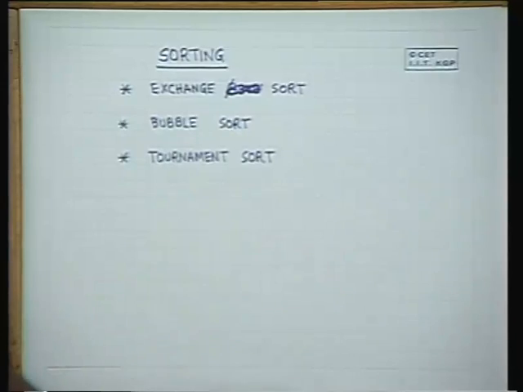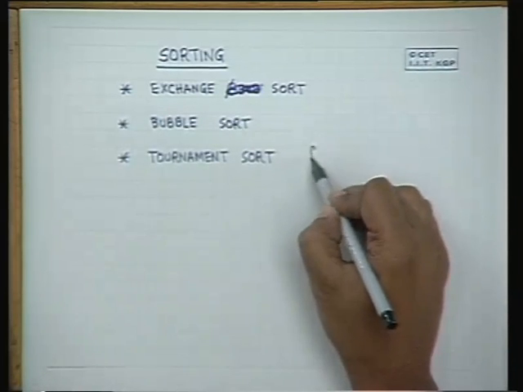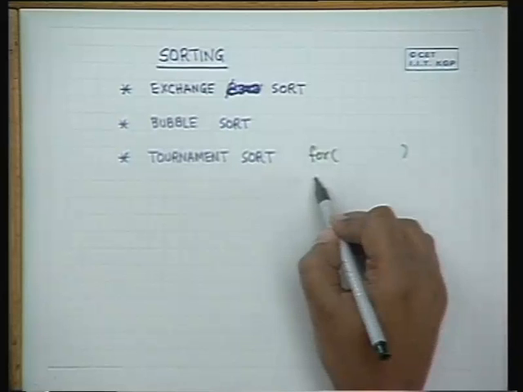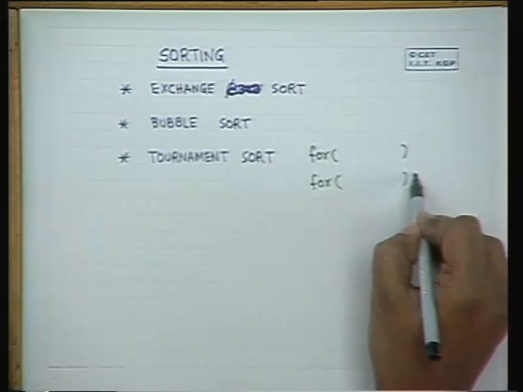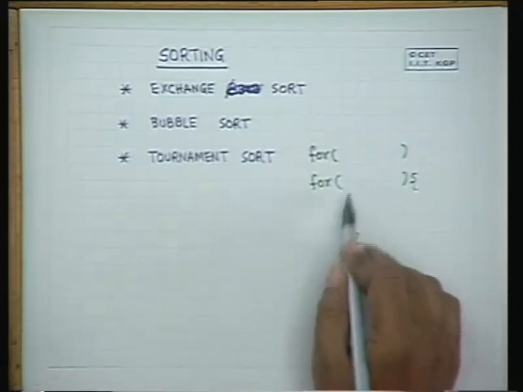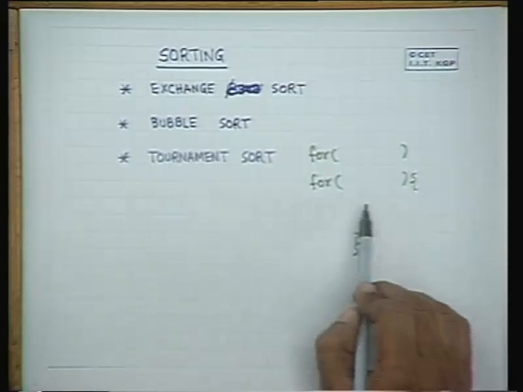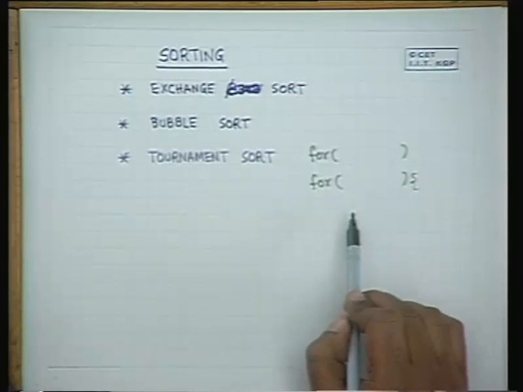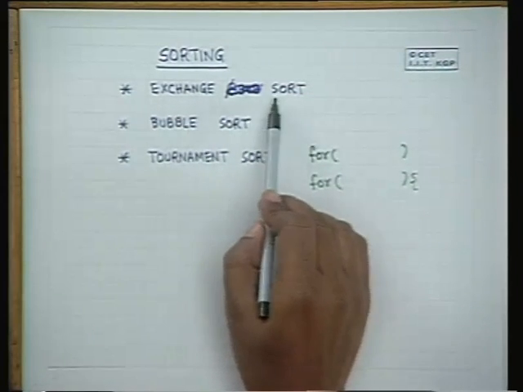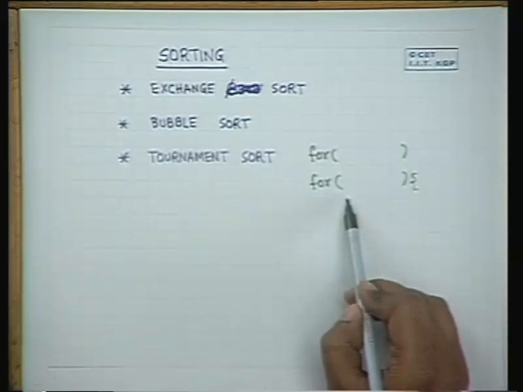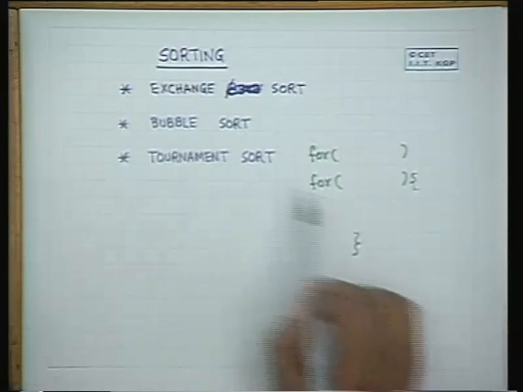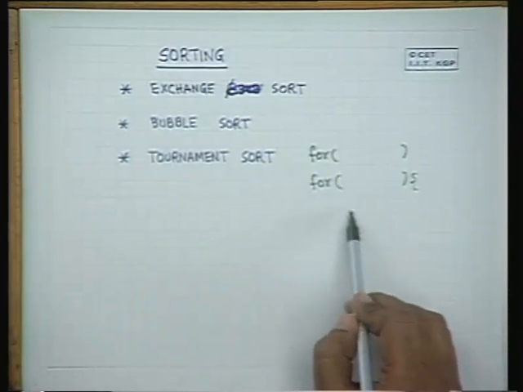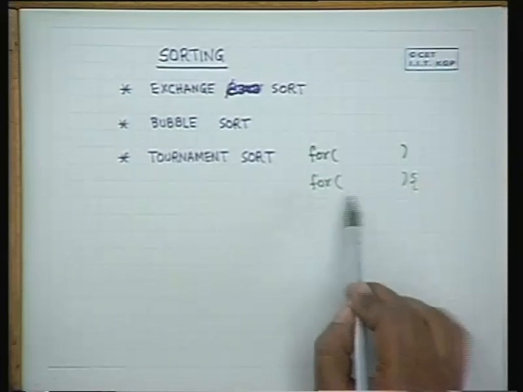And in the first 2 sorting routines, if you recollect the algorithm, there were 2 loops, and inside these 2 loops you did something. You compared 2 elements and you did an exchange. In exchange sort you compared the ith element with the jth element, and in bubble sort you compare the ith and the i plus 1th element, and you exchange.